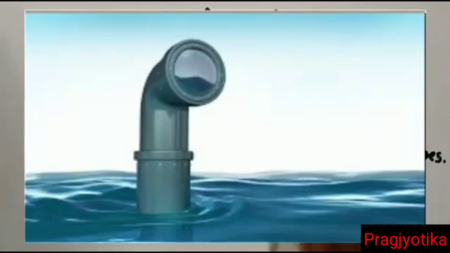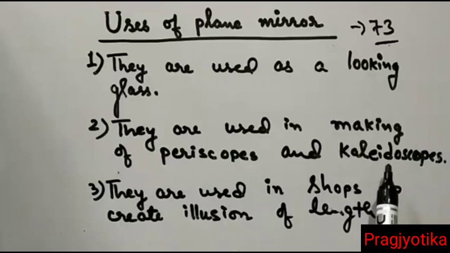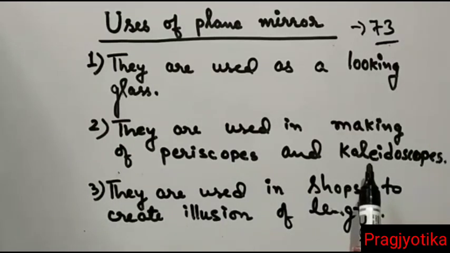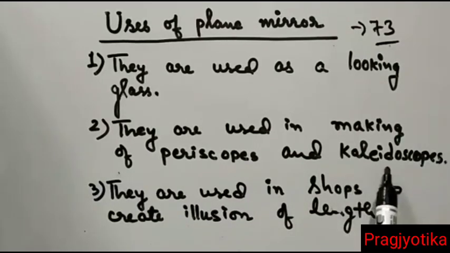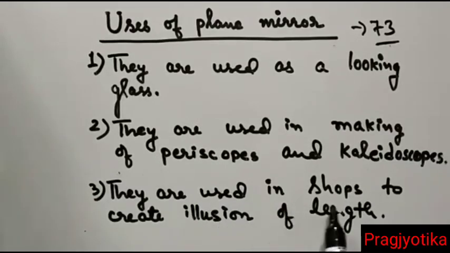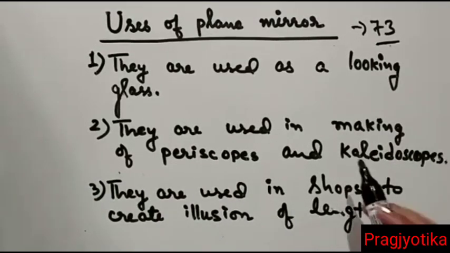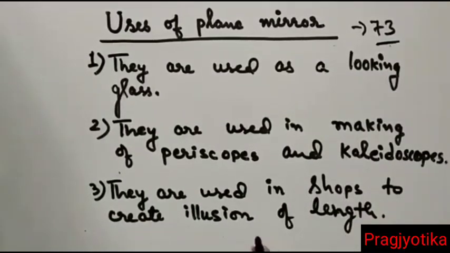Now next is kaleidoscope. It is also a device which is used by kids, and this device is a box inside which different patterns are seen with the help of a plane mirror. So this is kaleidoscope. Then third use is plane mirrors are used in shops to create illusion of length. So these are some uses of plane mirror.